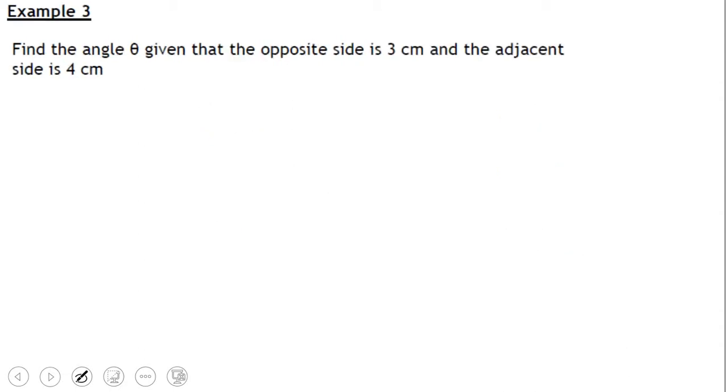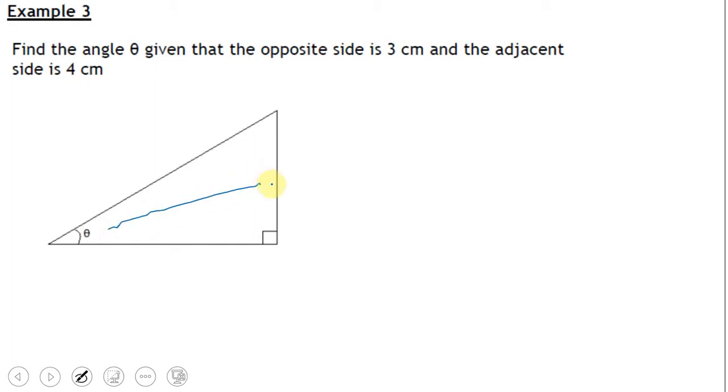Now sometimes you may get a description rather than a drawing of a triangle. So in this case we need to find the angle theta given that the opposite side is 3 centimeters and the adjacent side is 4 centimeters. First of all we need to draw our own triangle with the angle theta. Then the opposite side is the one opposite the angle, so that will be the 3 centimeters. The hypotenuse is opposite the right angle, so the other side is the adjacent side, which is 4 centimeters. So 3 centimeters for the opposite side, 4 centimeters for the adjacent side.